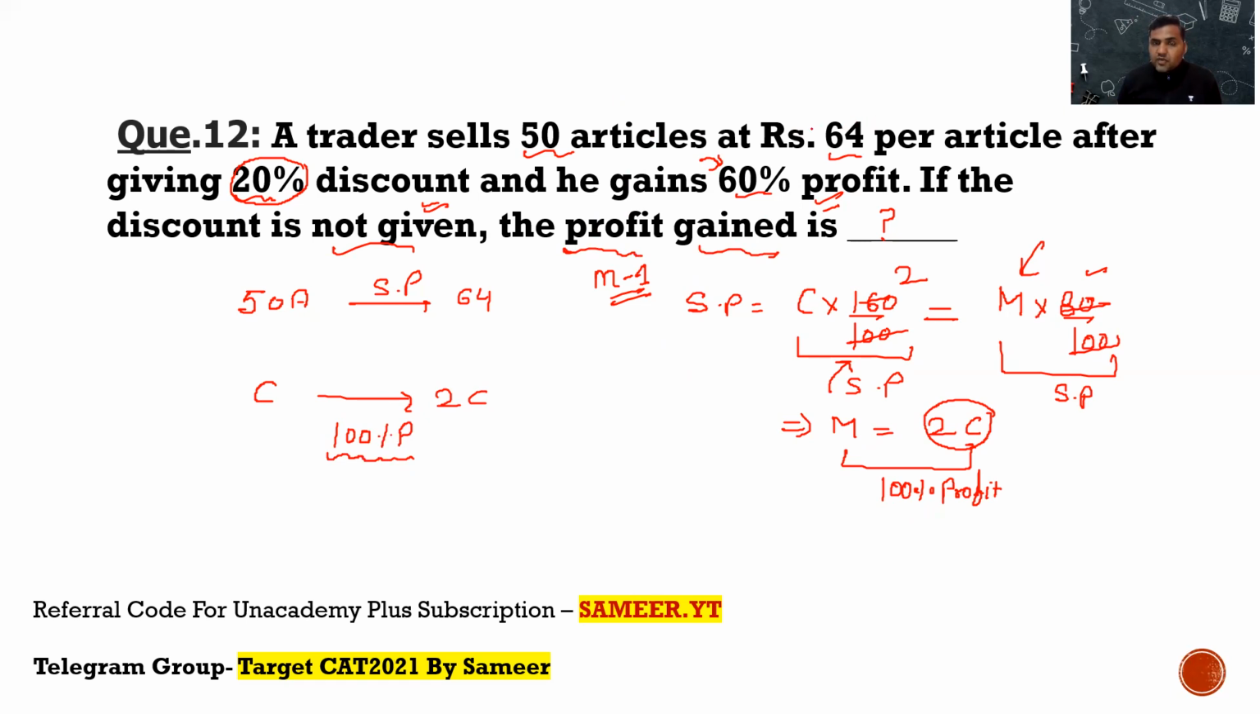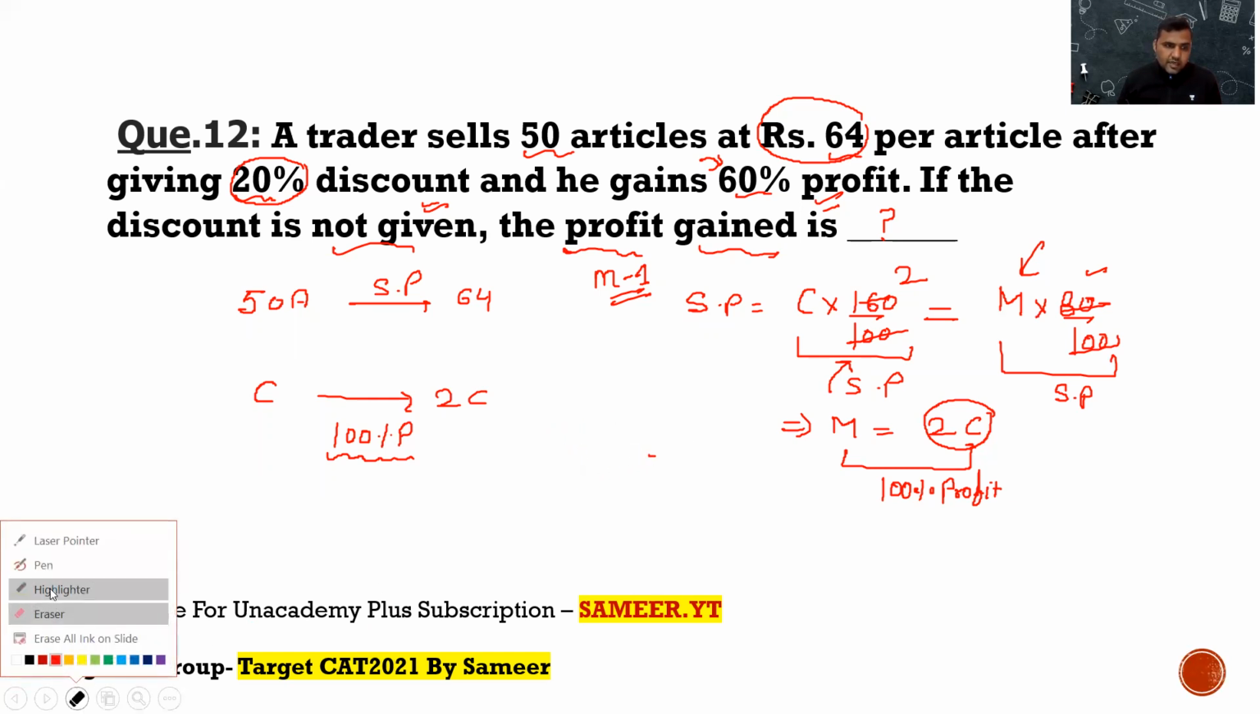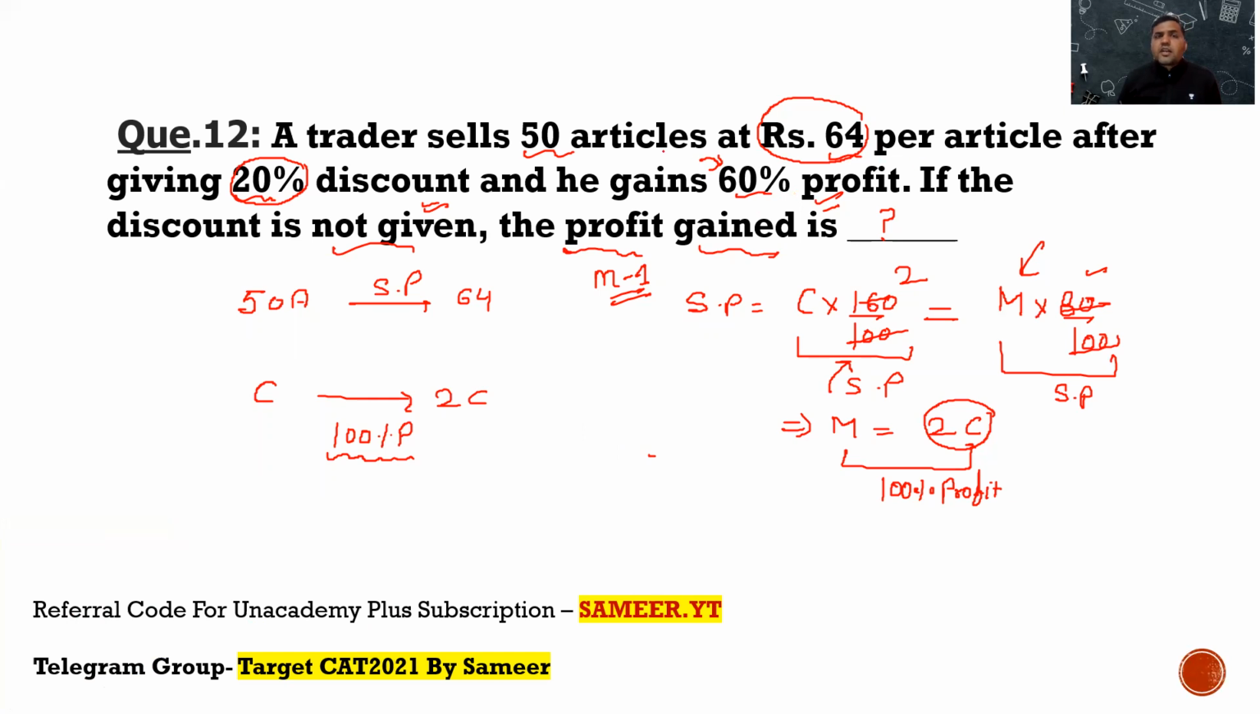Now, when I'm selling the goods at 20% discount, in that case, my selling price is 64. That means, can I say that 80% of the mark price will be my selling price? A trader sells 50 articles at rupees 64 per article after giving 20% discount. That's correct. That means 80% of the mark price is equal to the selling price, that is 64. So therefore, you see that the mark price is 80 rupees.